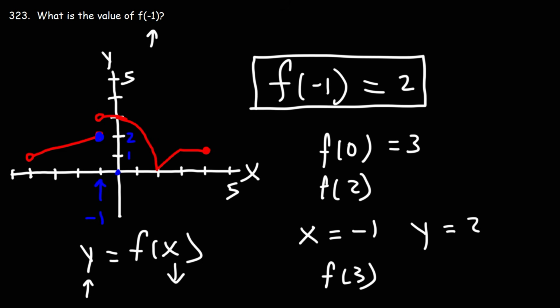Now for f of 2, this is when x is 2. The graph touches the x-axis at a y value of 0. For f of 3, x is 3 here, and the graph corresponds to a y value of 1. So f of 3 is 1. So those are some additional examples that explain how to evaluate a function from a graph.